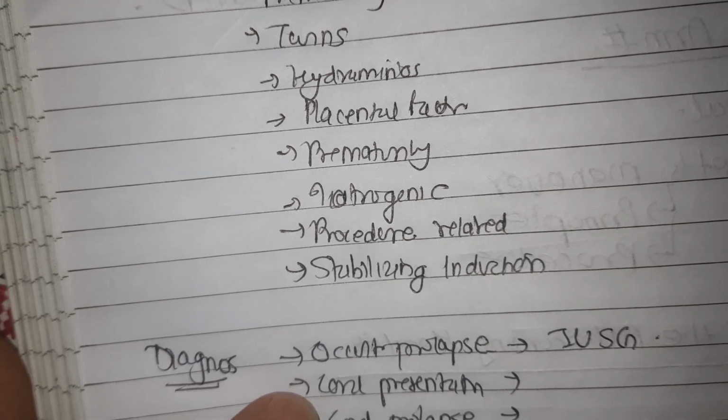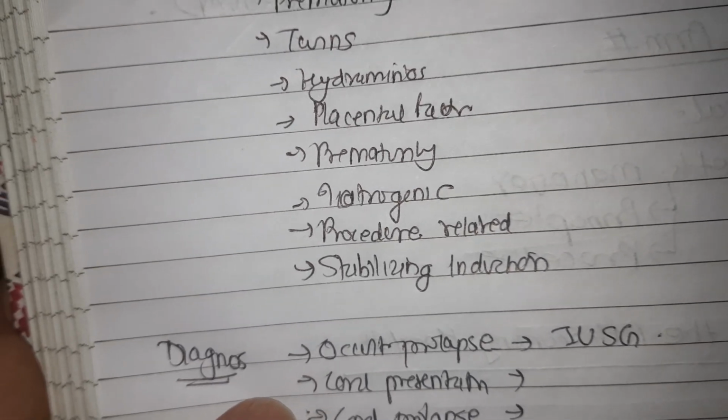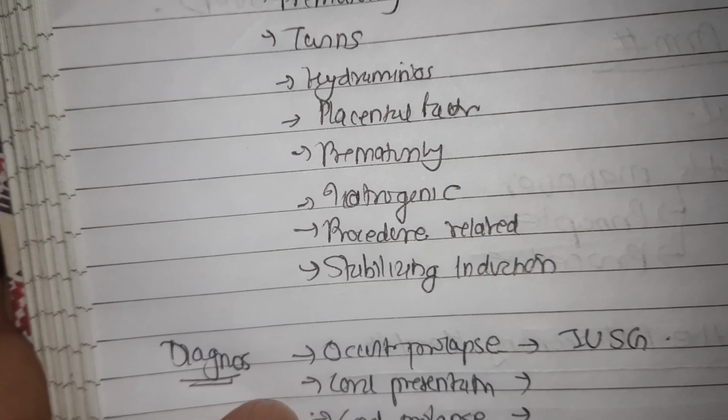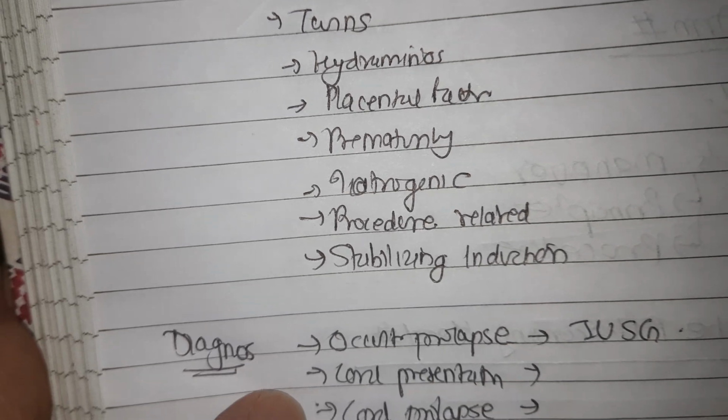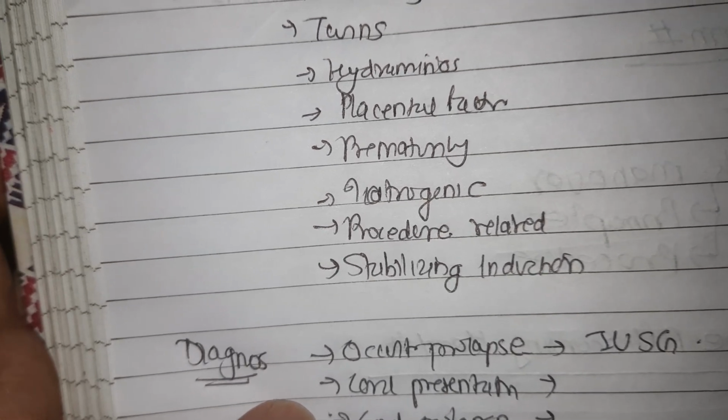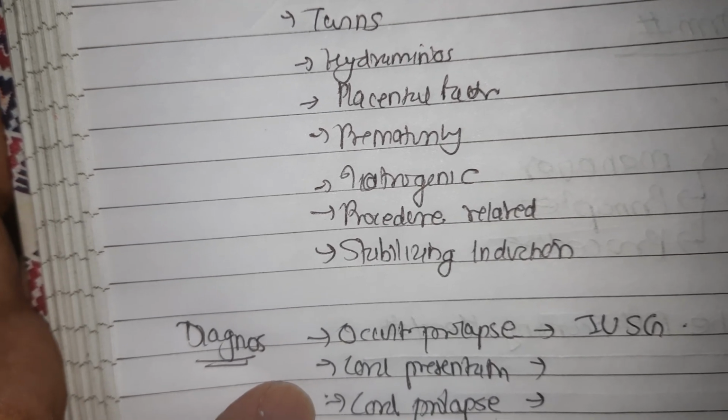Diagnosis: the occult prolapse is difficult to diagnose, and the possibility should be suspected if there is persistence of the variable deceleration, bradycardia of the fetal heart rate pattern, detected on continuous electronic fetal monitoring. And the intrapartum ultrasonography is very informative.